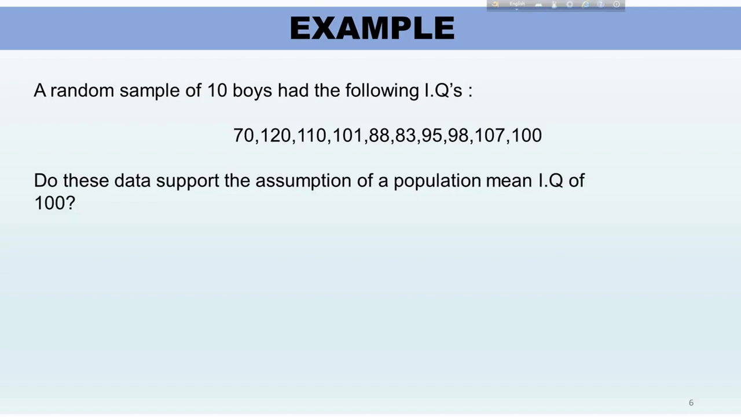Now here we have an example by which we can understand it perfectly. Here we have a random sample of 10 boys and these are the IQs of those 10 boys. Now we need to see whether these data support the assumption of a population mean IQ of 100. That means we need to find whether these boys came from a population where the mean IQ is 100. So let's go to SPSS and find the results.